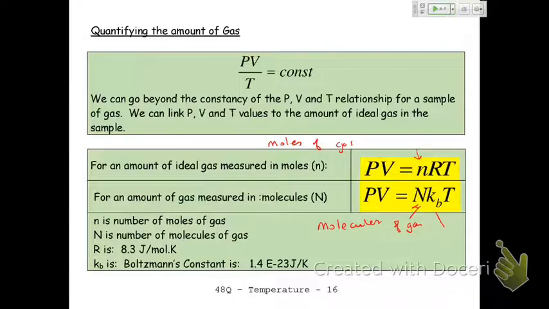KB is Boltzmann's constant. You don't need to know N. Well, you need to be able to calculate N. You don't need to know R. You don't need to know KB. I will give you those.